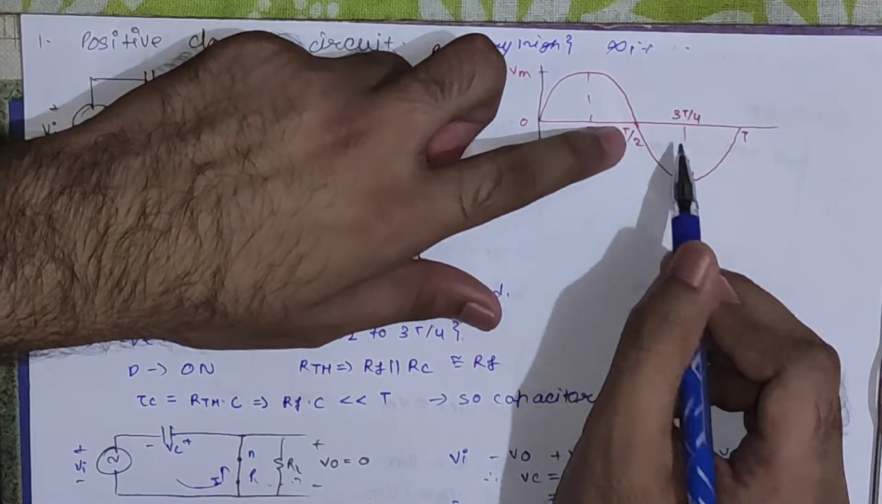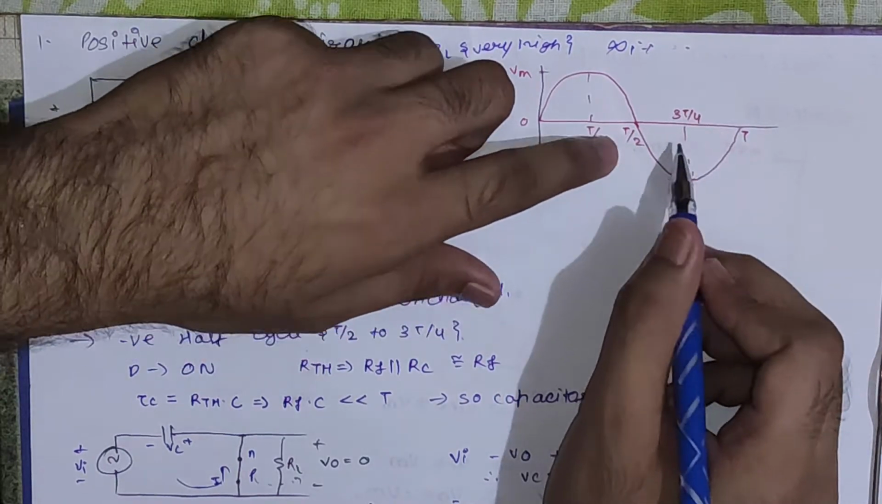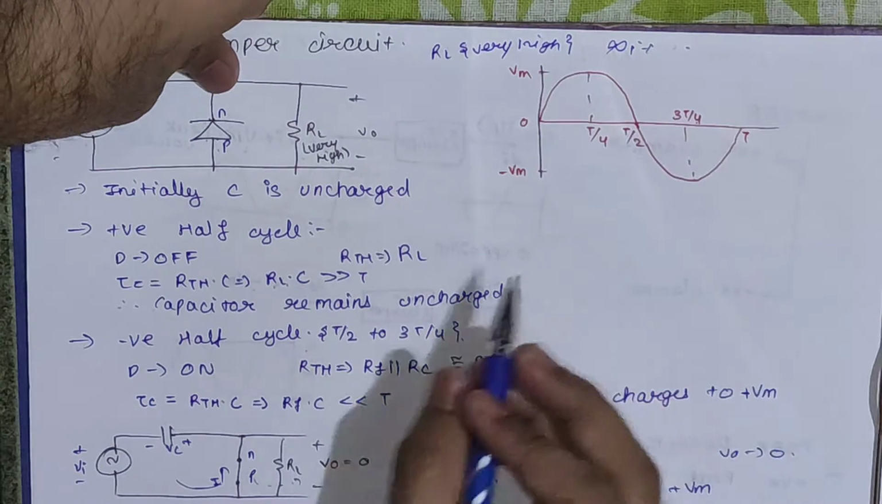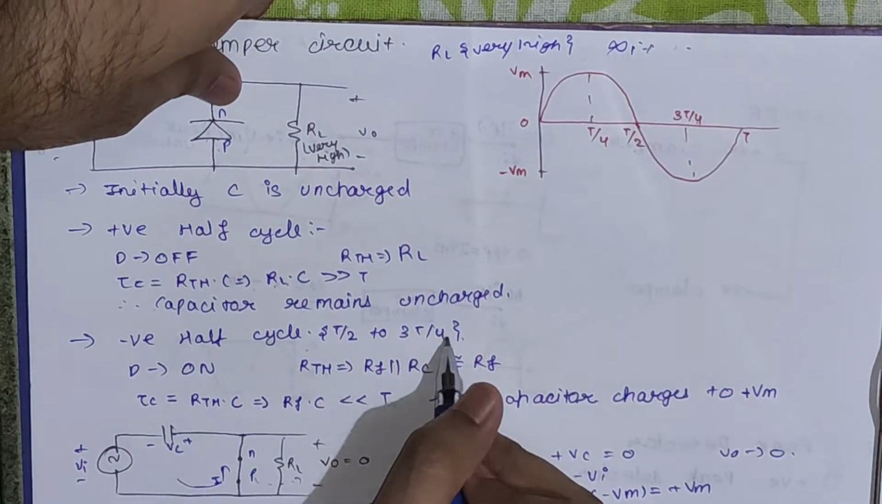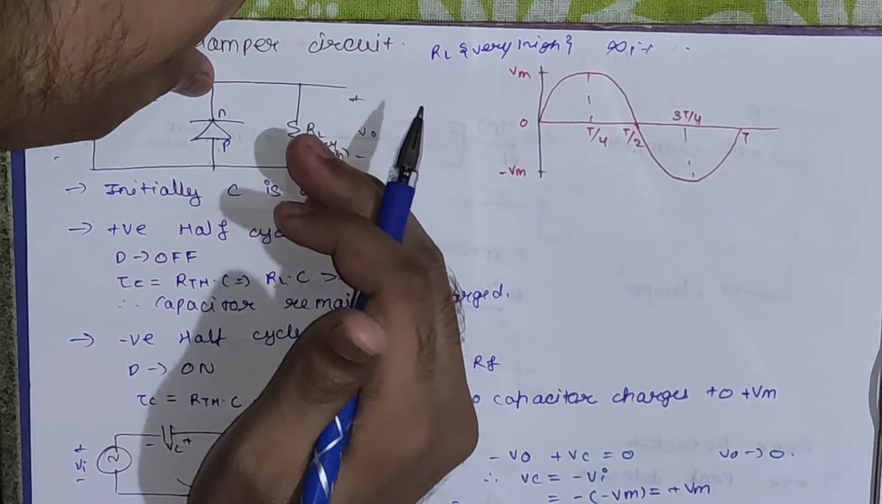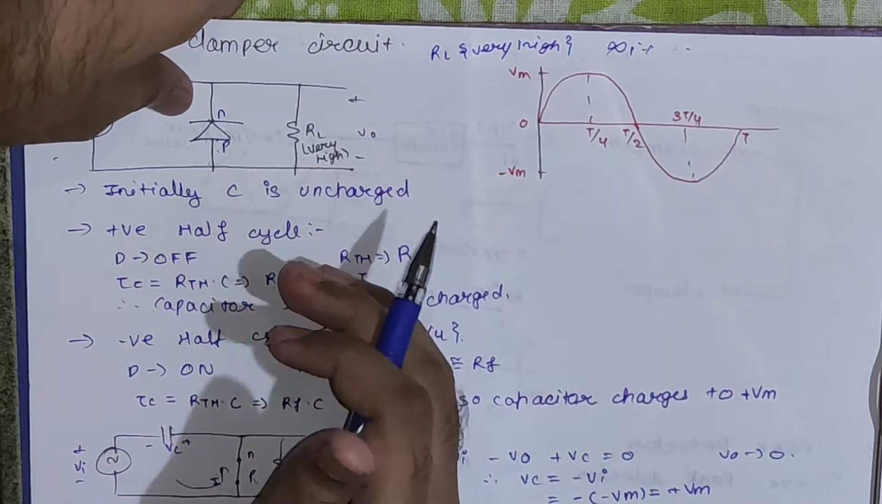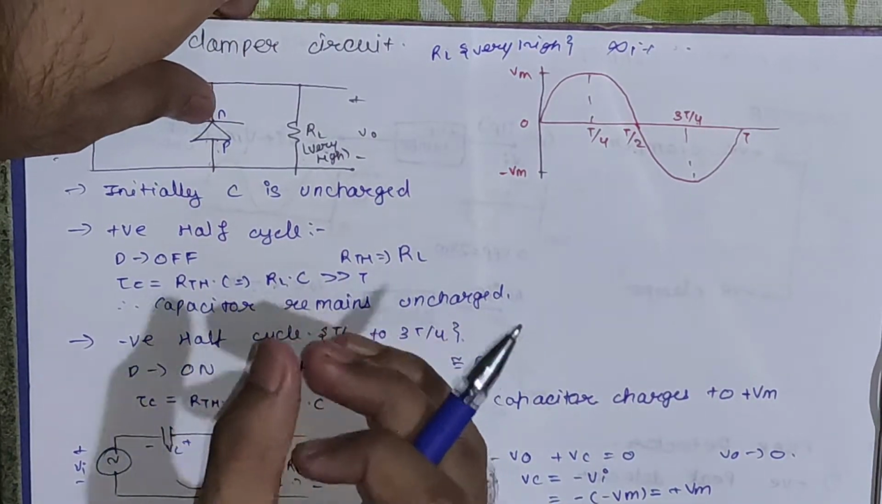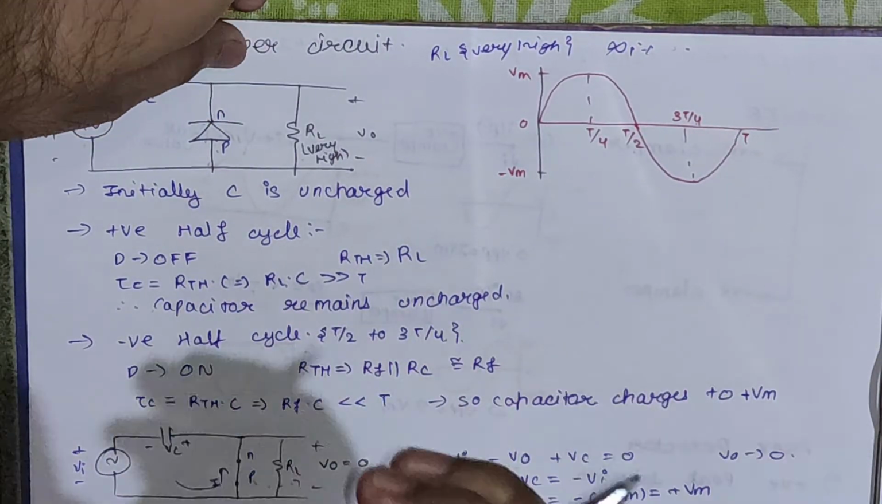So for negative waveform I am considering first T/2 to 3T/4. You can see I have considered this T/2 to 3T/4. I will say the diode will now be on. So either it will be replaced by short circuit or it will be replaced by RF and a voltage source of 0.7. It is a piecewise equivalent model. I hope you know it.